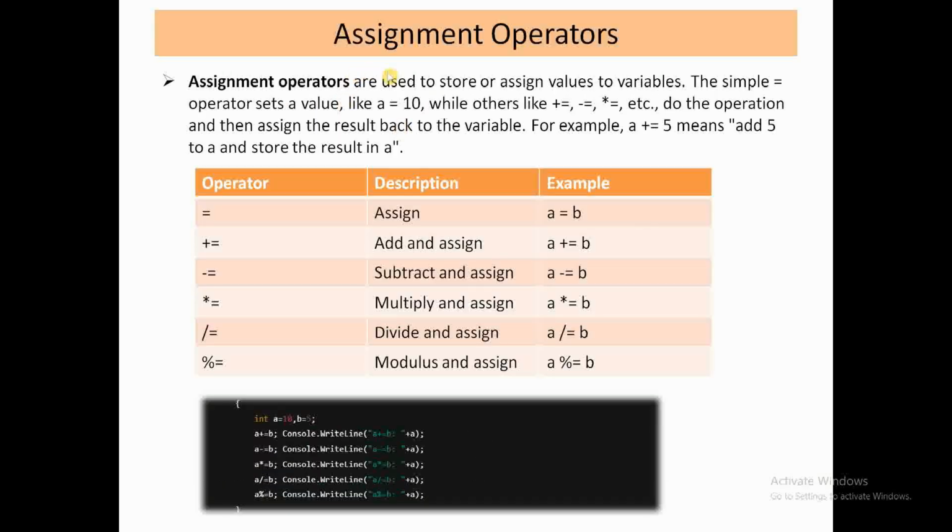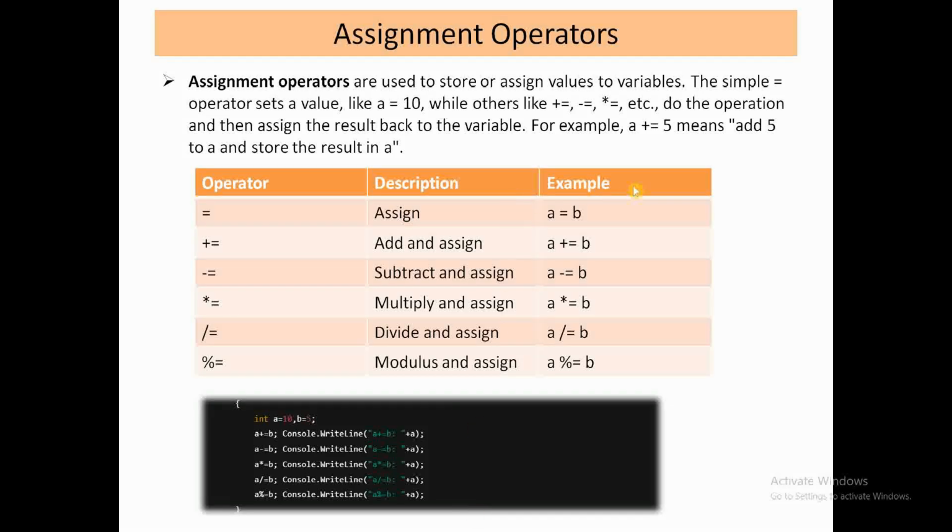Next one we have assignment operators. Assignment operators are used to store or assign values to variables. The simple equal to operator sets a value like a is equal to 10, while others like plus equal to, minus equal to, multiply equal to, etc. do the operation and then assign the result back to the variable. For example, a plus equal to 5 means adding 5 to a and storing the result in a. Assignment operators are where we are storing the value or assigning the value to variables.